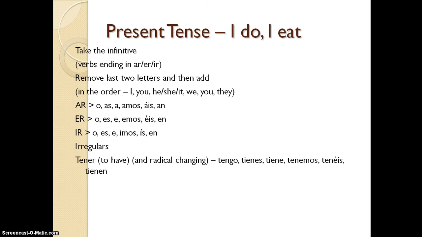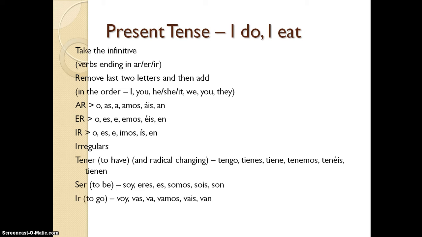Some irregulars are tener, to have, which is also radical changing: tengo, tienes, tiene, tenemos, tenéis, tienen, in that order, I, you, he, she, it, we, you, and they. Ser, to be: soy, eres, es, somos, sois, son. And ir, to go: voy, vas, va, vamos, vais, van.